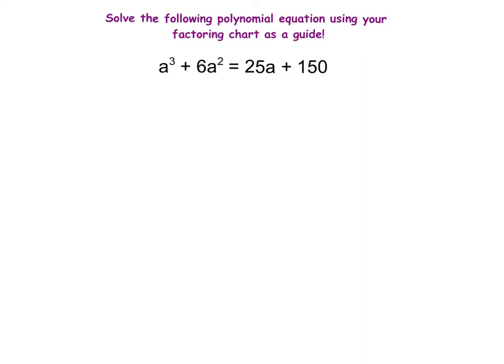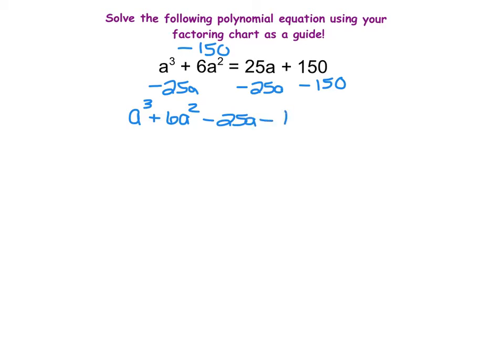So again, I have another polynomial on the screen, but unfortunately, all of these items aren't on the same side of the equation. To start, I'm going to move the 25a over to the other side by subtracting 25a from each side, and I'm going to subtract the 150 from each side because I want to have all of the terms on the same side of the equation so I have an equals 0. Now I'm going to write these all in descending order. So I have a to the power of 3 plus 6a squared minus 25a minus 150 is equal to 0.